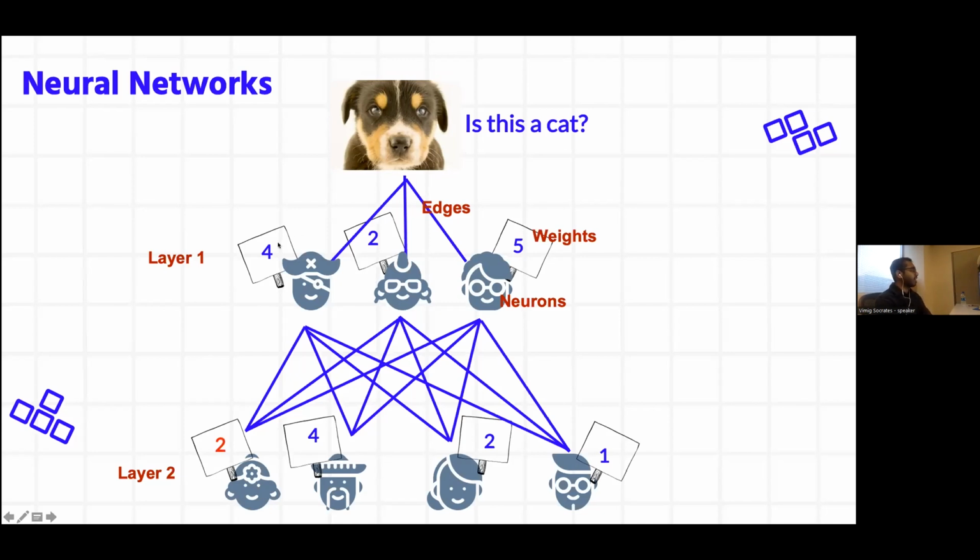And so that's kind of how, if we keep doing this process over and over and over, eventually all of these people will have a good idea of whether or not something is a cat. Okay, so that's generally how neural networks work.